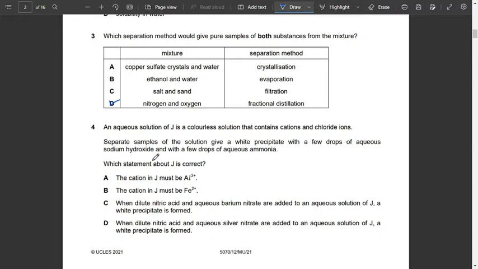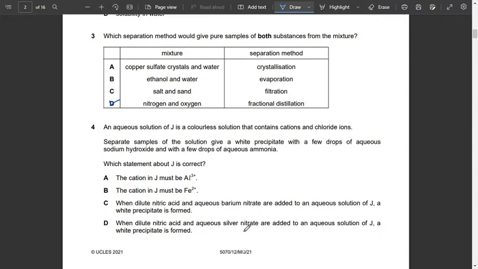This is mainly something that you need to experiment, which I am sure many of you must have done in your labs. So if you look at option B, Fe2+ is a transition metal, it cannot produce a white precipitate. Then when we add dilute nitric acid and aqueous barium nitrate to an aqueous solution of J, a white precipitate is formed. Again, this is not the right answer.